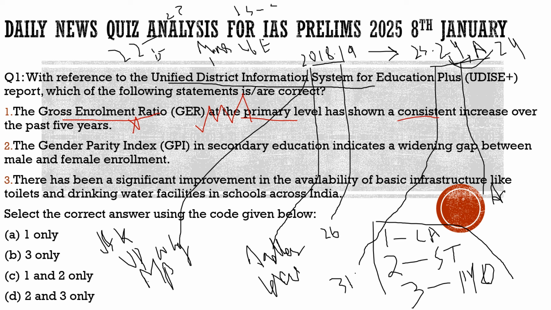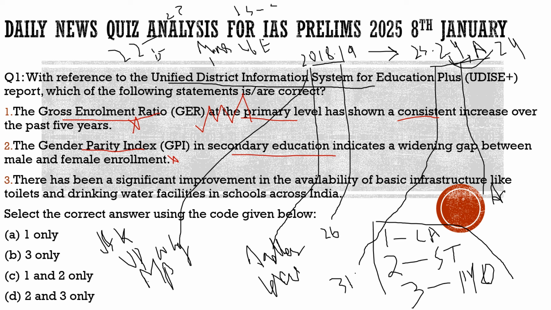Second statement, the gender parity index in secondary education indicates a widening gap between male and female enrollment. It is very general, totally incorrect, because if you have basic knowledge of the present scenario, this gender parity index in secondary education indicates not a widening but a closing gap between male and female enrollment. So the second statement is also incorrect.